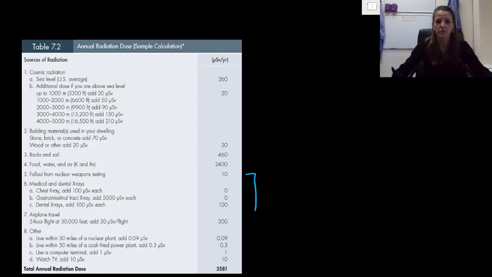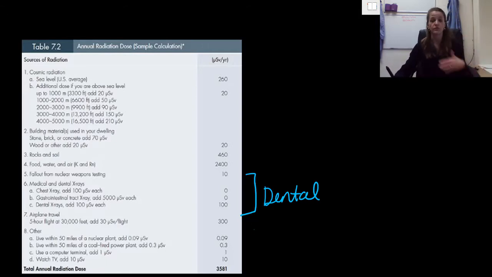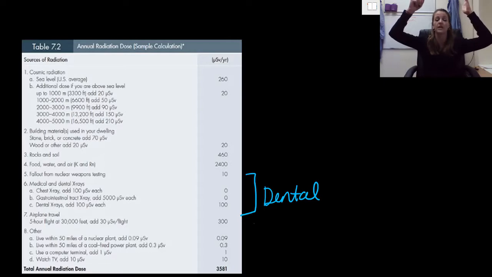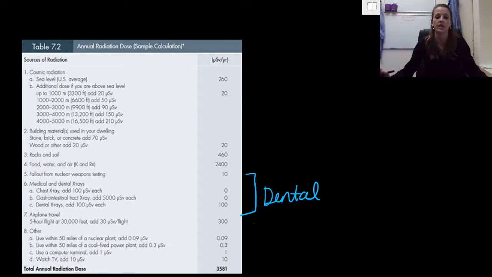Then we see our medical procedures right here, where we see chest x-ray. So basically for this person, all they have are dental x-rays, so not bad, not much. This person doesn't travel too much. If you travel a lot, so if you're a businessman or woman and you're flying all the time, your radiation exposure is actually significantly higher because there's a lot more radiation higher up, closer to other planets and other forms of radiation.